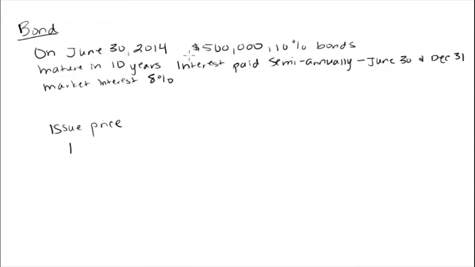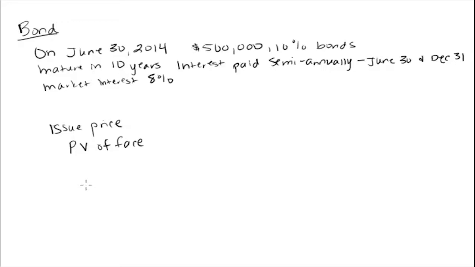The $500,000 is a future value. I know I will pay $500,000 in the future, but what I want to know right now is, because of that, what is the value of that to me today? So I need to figure out the present value of the face amount. That's one thing I need to figure out.